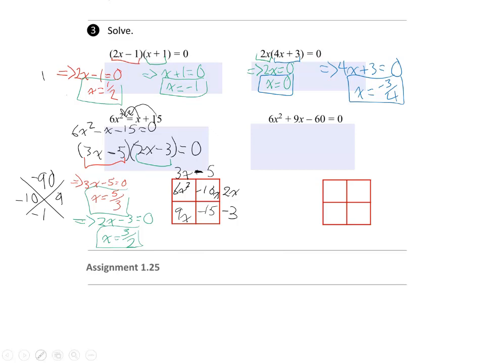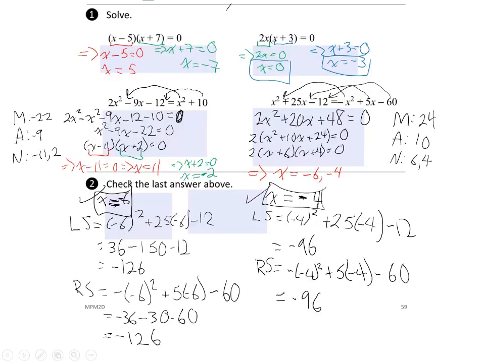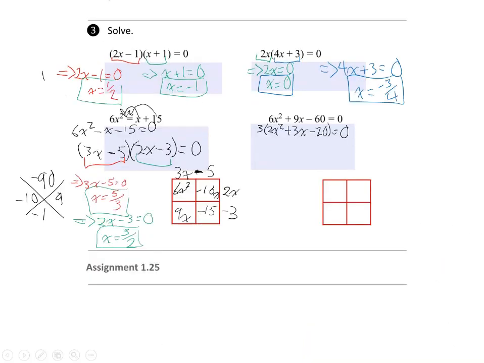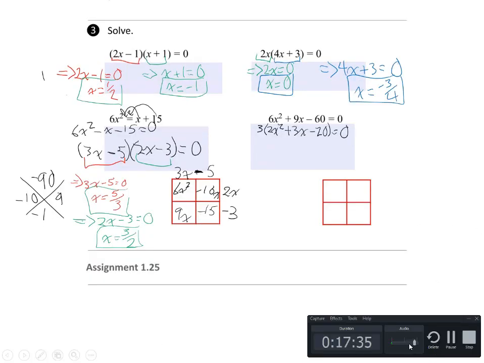I'm going to switch over to black ink, and we are going to have to take out a common factor. The greatest common factor between 6, 9, and 60 is 3. So if we take out a common factor of 3, we're stuck with 2x squared plus 3x minus 20. That equals 0. Okay, that's being taken care of. Should be able to carry on now.